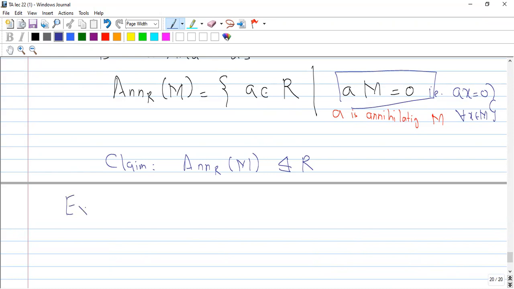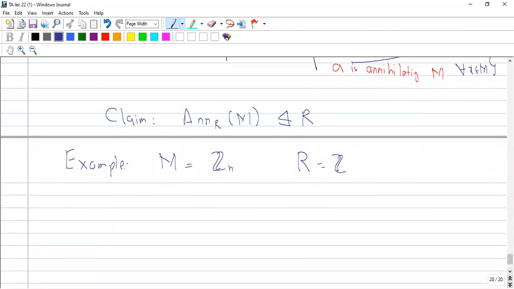Example, let M it is equal to Zn. अब ये वाली ठीक रहेगी. And R it is equal to Z. ये first example बनेगी. And in the second example, again M it is equal to Zn, and R it is equal to Zn.